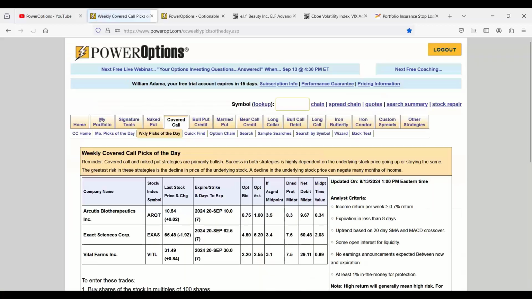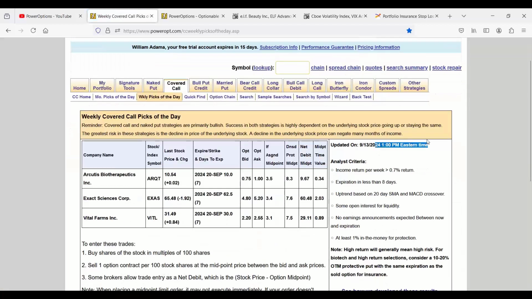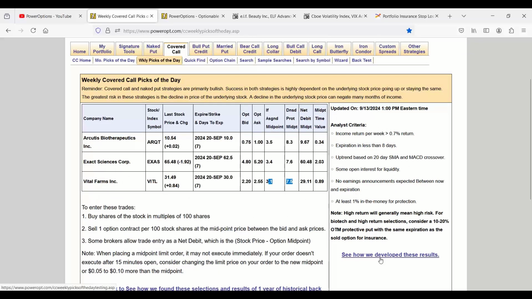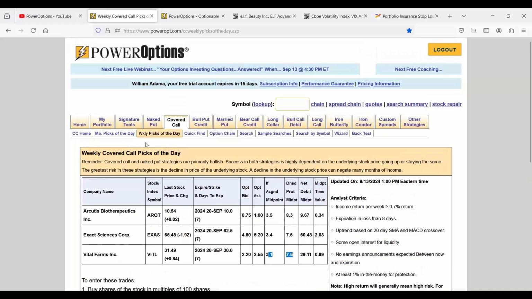To say, hey, what are the weekly picks of the day that came up? Well, as of 1 o'clock Eastern time today, biotherapeutics, exact sciences, and vital farms. So these are positions that are offering a higher return. You can see the information. You really want to read the information about the approach of the picks of the day and see how we develop these results. So you can see what alerts and what stops Ernie recommends when following these search criteria. They're only updated once per day, but I can always see the more updated results. We only have 3 here. It only takes the top 2 or 3 in the quick view.